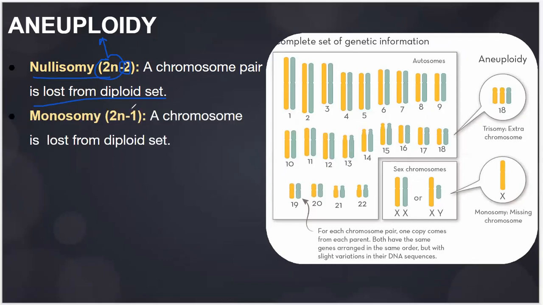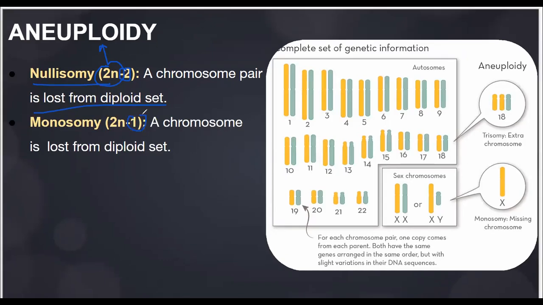Then monosomy. Mono means single. So one chromosome is lost from the diploid set. In nullisomy a chromosome pair, so 2, is lost. Here only one chromosome is lost from this diploid set. 2n minus 1, so monosomy. For example, if 2n you had 22 autosomes, then minus 1, what is the result? Only 21 chromosomes are there in the daughter cells.